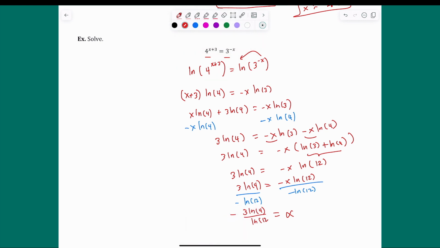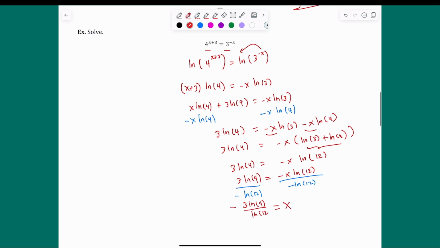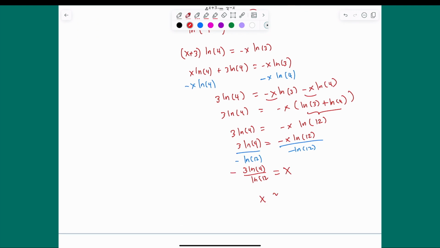Okay, and so if you need a decimal approximation to this value, we could see x is approximately going to be about negative 1.67. Alrighty. So x is equal to exactly that there, or approximately negative 1.67.